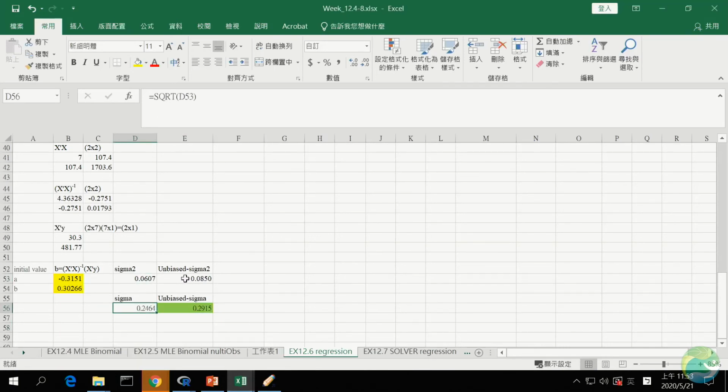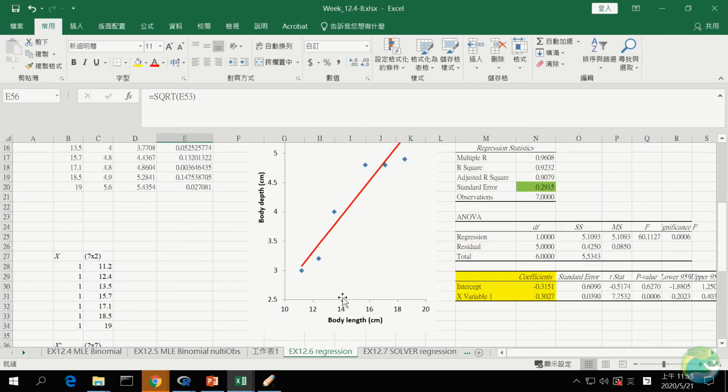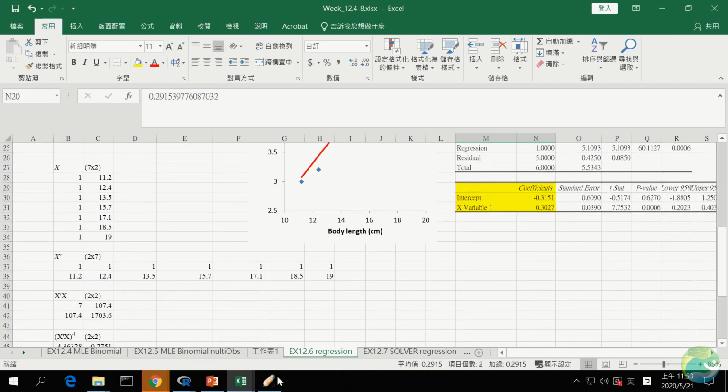And this is the sigma square. So sigma square, this is sigma. So the unbiased sigma is 0.29. Let's take a look at Excel, this one. So the standard error from the Excel calculation is the sigma value. This is the meaning of this value. Okay?